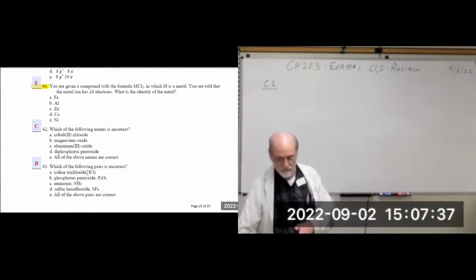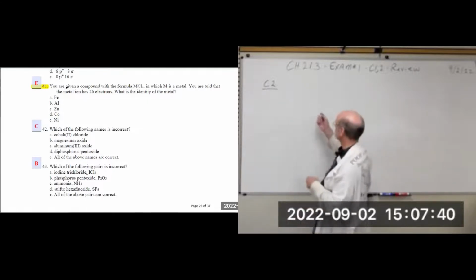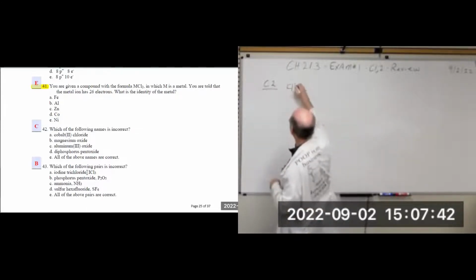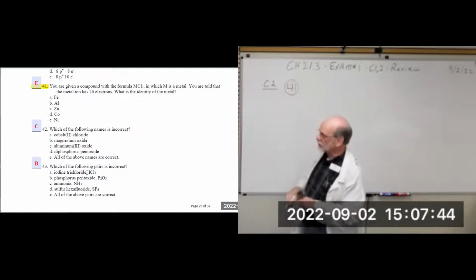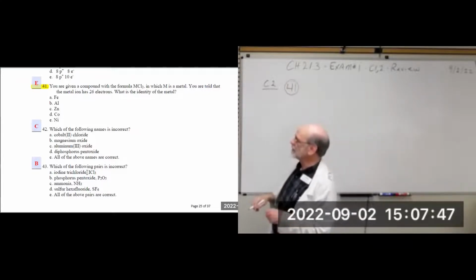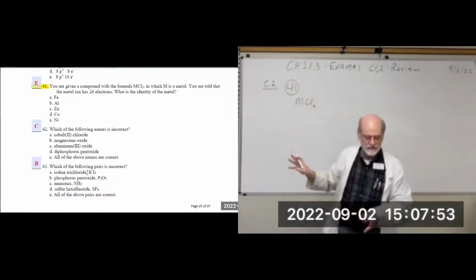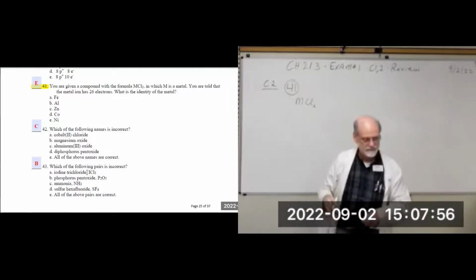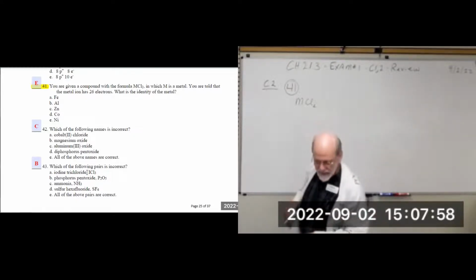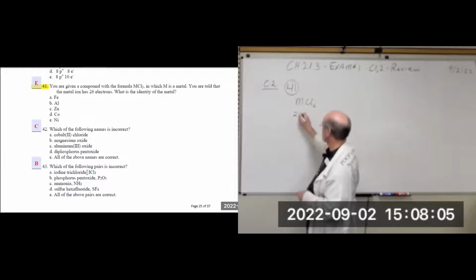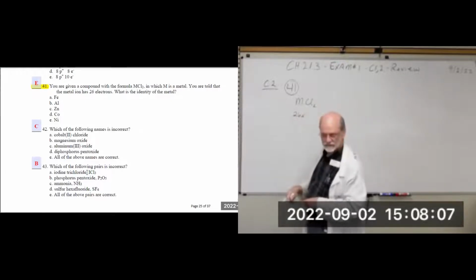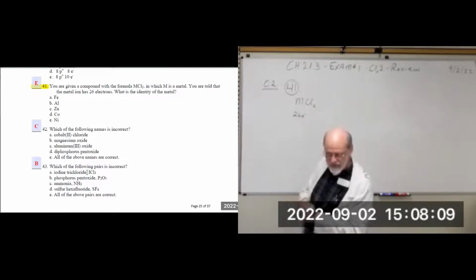Let's see. Oh, this is a good one. 41. Another detective story. Okay, 41. You're given a compound with the formula MCl2. MCl2. And M stands for metal. There are no M's up there. Well, they tell you it's a metal. You're told that the metal ion has 26 electrons. 26 electrons in that compound. What's the identity of the metal?